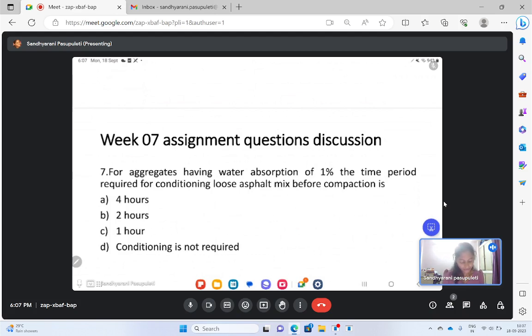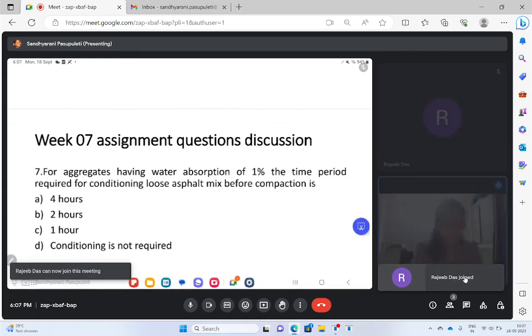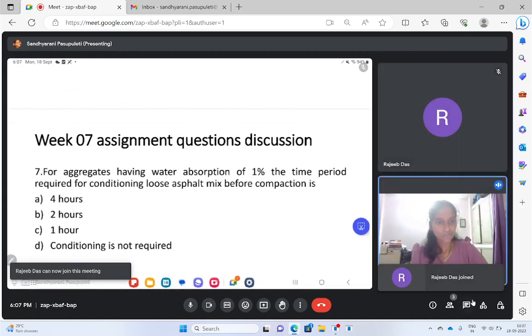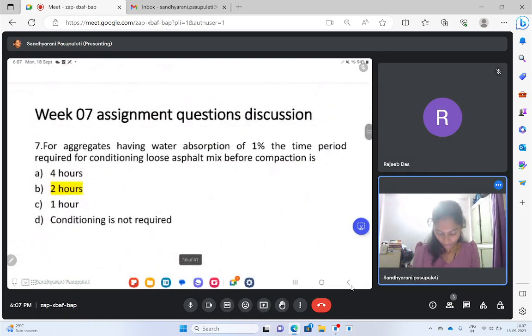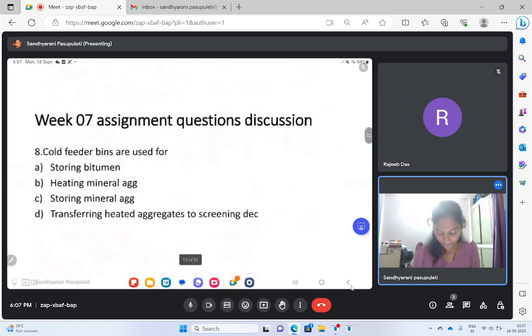So in the current scenario, the water absorption is given as 1%. So when the water absorption is 1%, we can actually go for 2 hours of conditioning. So the option would be 2 hours.